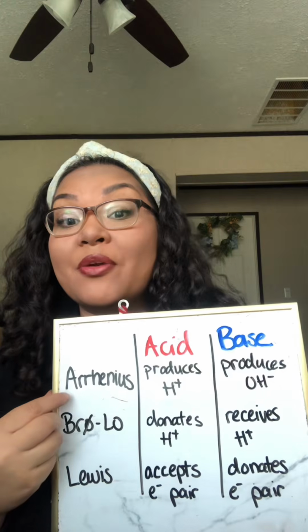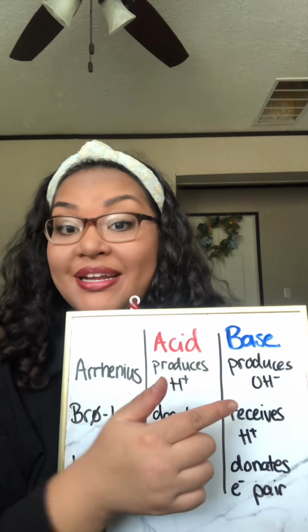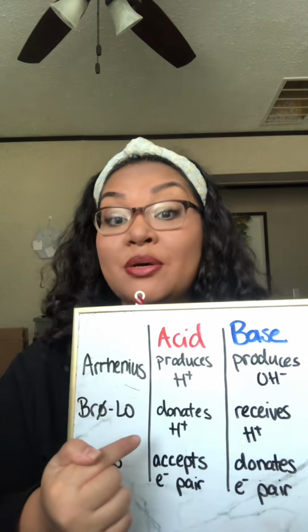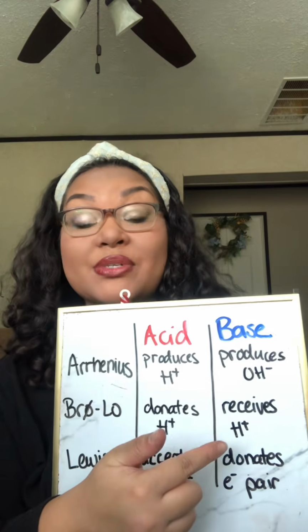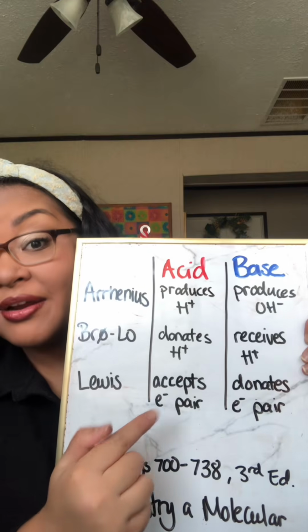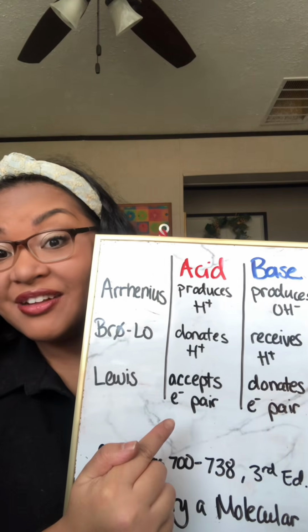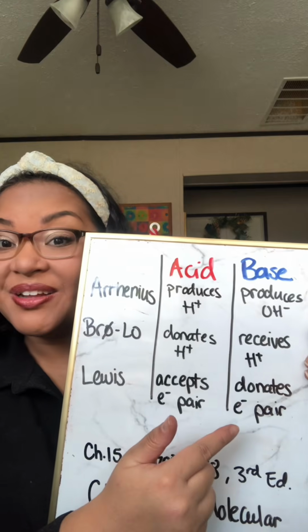To recap, the Arrhenius acid produces H+ and the base produces an OH−. The Brønsted-Lowry acid donates an H+ and the base receives an H+. And the Lewis acid accepts an electron pair, whereas the base donates an electron pair. The acid is also called an electrophile, while the base is also called a nucleophile.